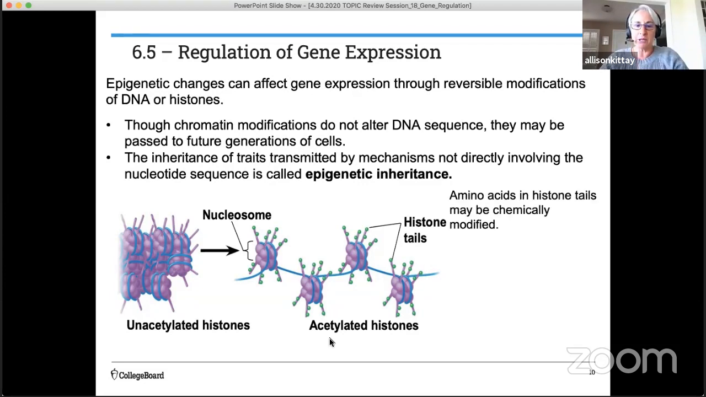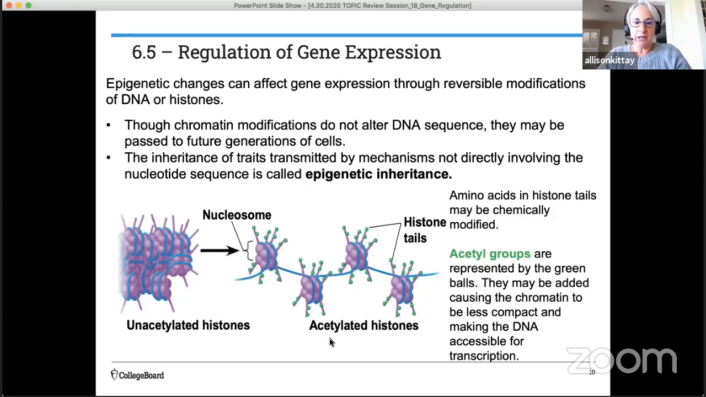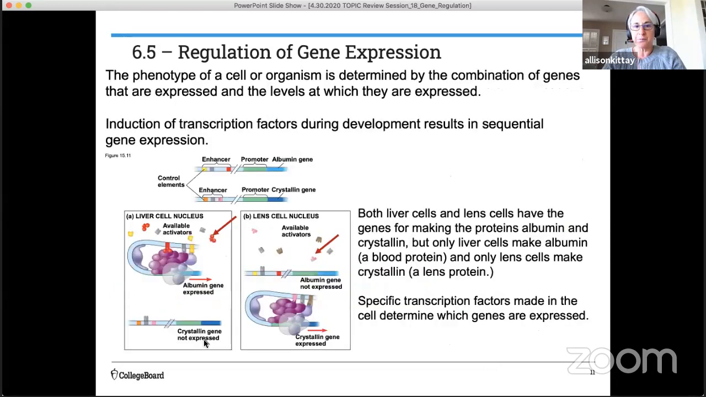And so if you look at the image, amino acids in the histone protein tails may be chemically modified. And I'm illustrating the acetylated histones. So acetyl groups are represented by these green balls, and they may be added to the chromatin to make it less compact, which makes the DNA more accessible for transcription. And so you can see where those acetyl groups are, the DNA is less tightly packed together, which you can see in this unacetylated histone.